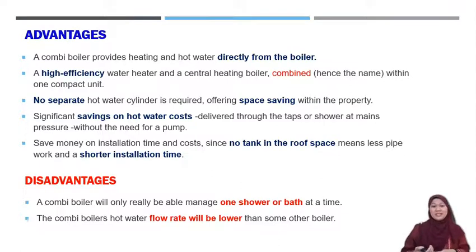The disadvantage is that you cannot use many taps at one time because the pressure will drop, because they heat only the water that is needed. So the water direct from the source goes into the boiler, and then when it heats up, it goes directly to the bathtub or the tap that you open. Okay, so there's no storage, and the flow rate will be affected.